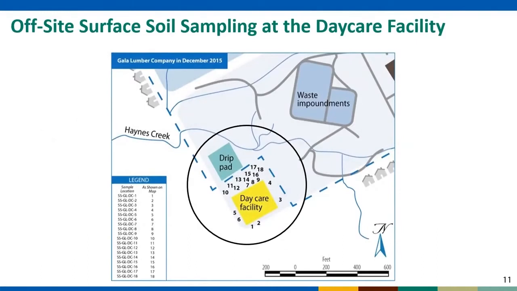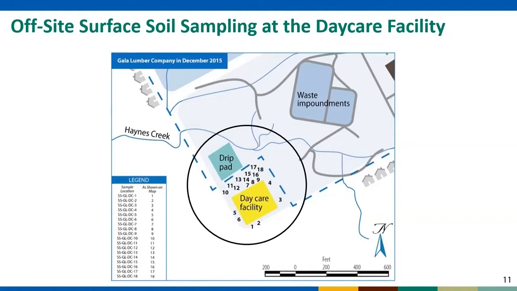Given the proximity of the daycare center to the drip pad area, it is reasonable to be concerned that the daycare soil could be contaminated with CCA, and daycare children and adults may be exposed. So now we will examine soil exposures at the nearby and off-site daycare facility.